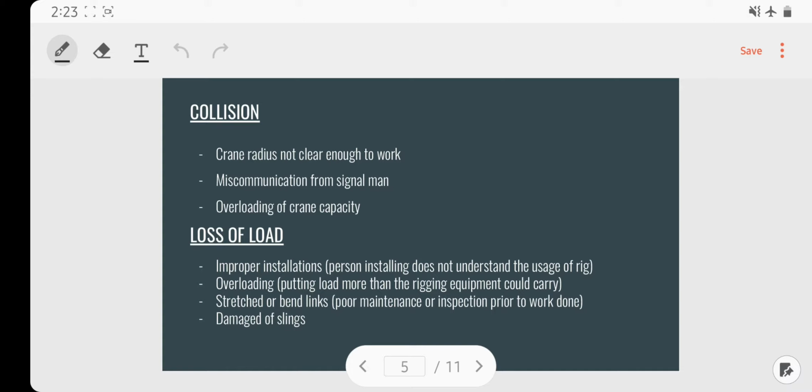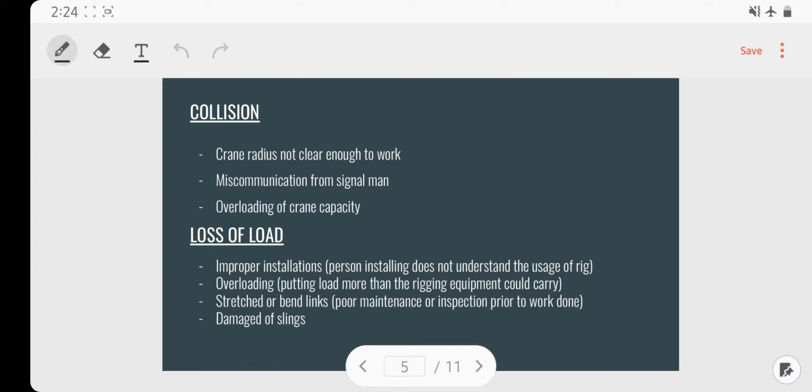Okay, the next factor is collision. Collision usually happens when the crane working radius is not cleared properly. So when there's an obstruction while the crane is being moved around, this obstruction will collide with the crane, and sometimes even the materials being carried. So the factor is that the crane radius is not cleared, and another factor that may cause this is miscommunication from the signalman.